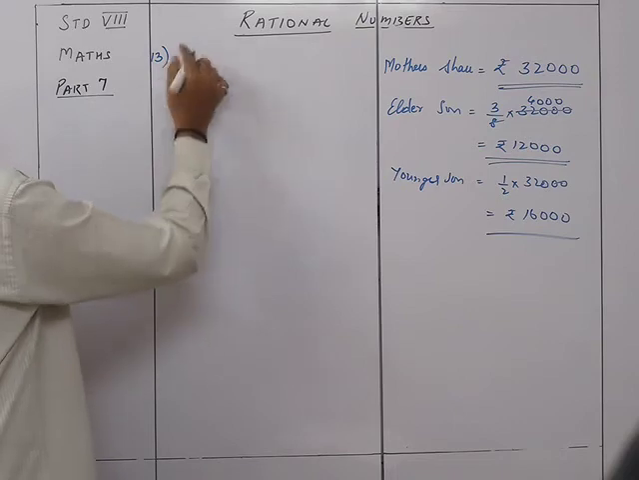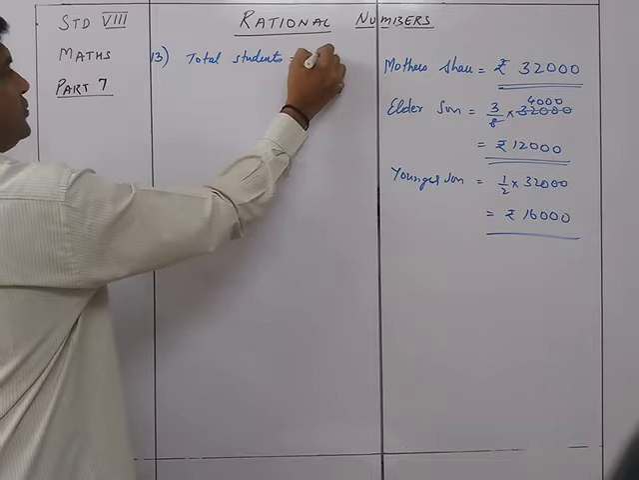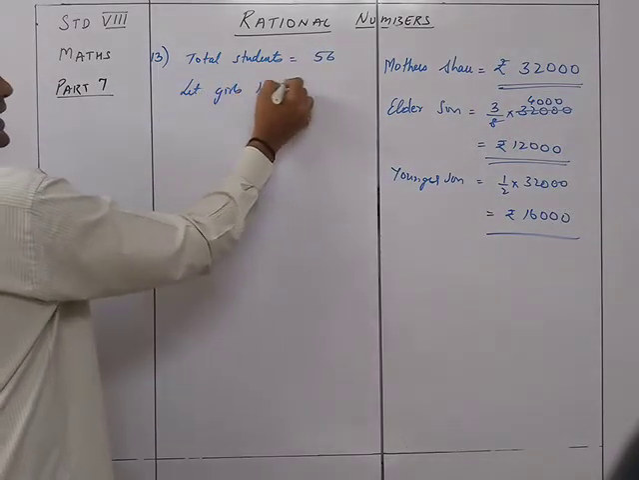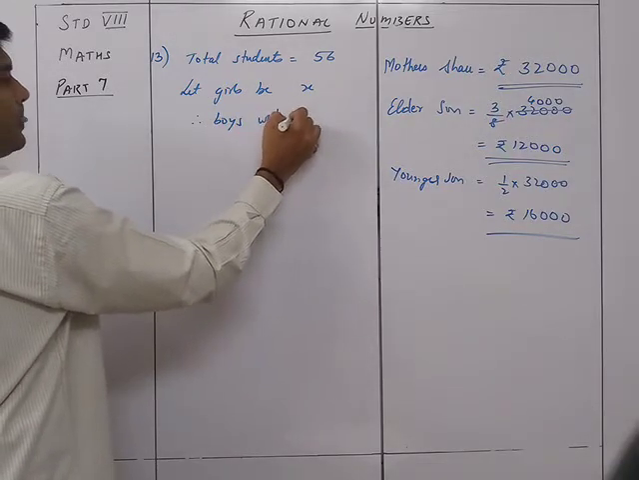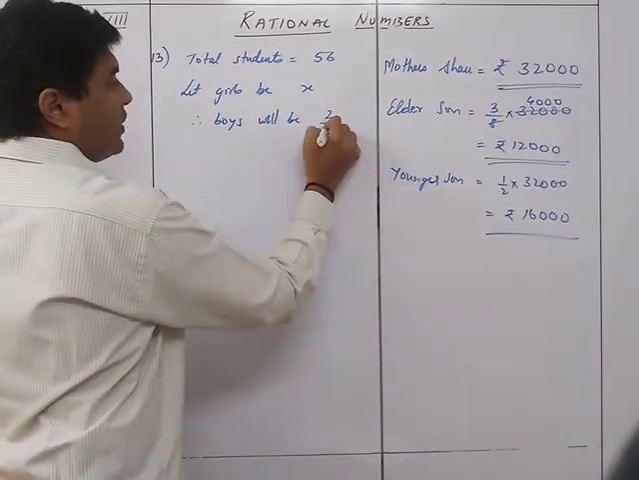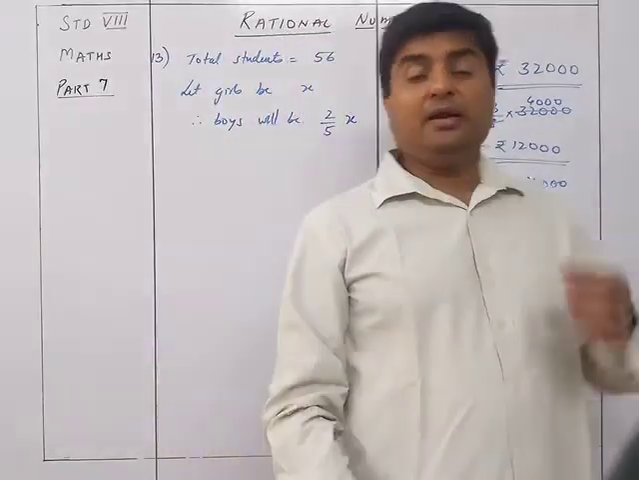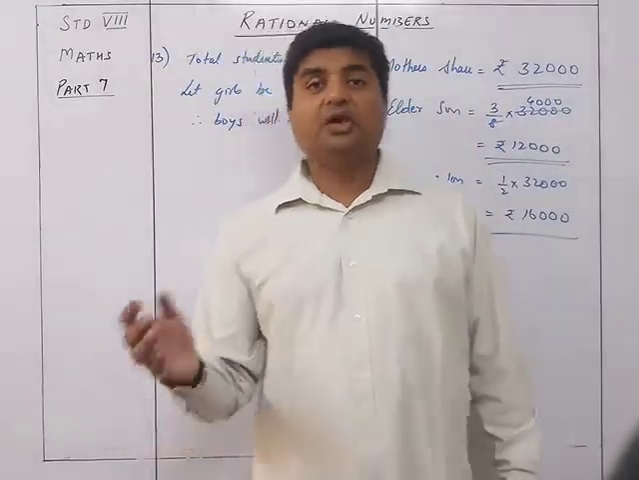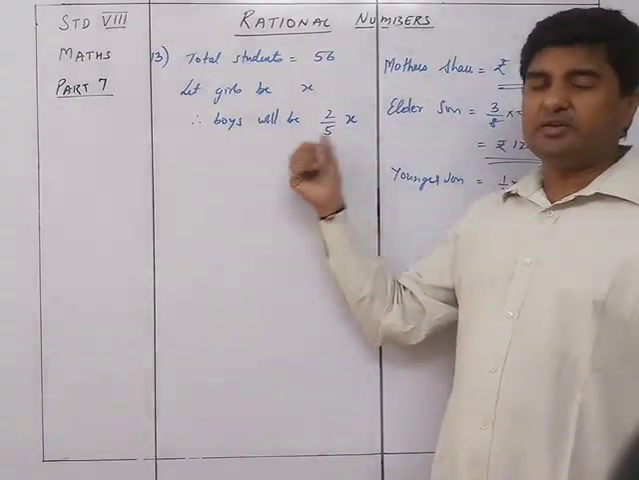We already know that total students is equal to 56. Now let girls be x. Therefore boys will be, it's given that boys are 2/5 of the girls, so it's 2/5 of girls, so that will be 2/5 x. See, what we are doing here is that whatever information is given to us, that boys are 2/5 of girls, so we take girls as x, so that we have boys as 2/5 of girls, which is 2/5 of x.